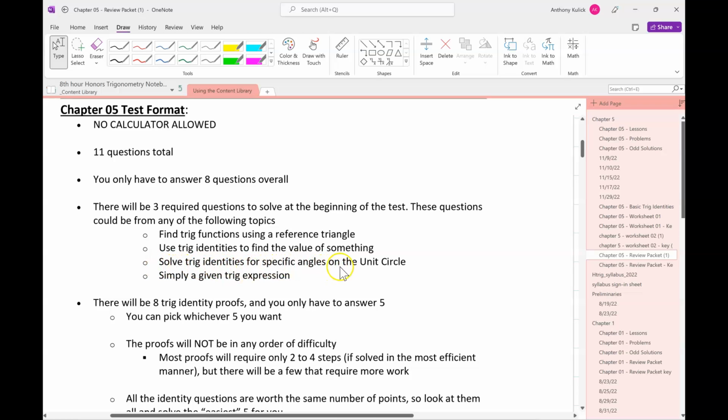Solve trig identities for specific angles on the unit circle. That's 15 through 46. All the things you're just asking questions about. That would be an example. Did we need to use our calculator at any point when we did those? No, everything got looked up off the unit circle, right?